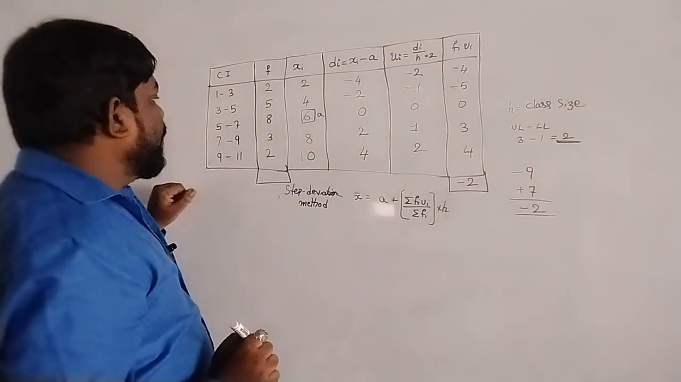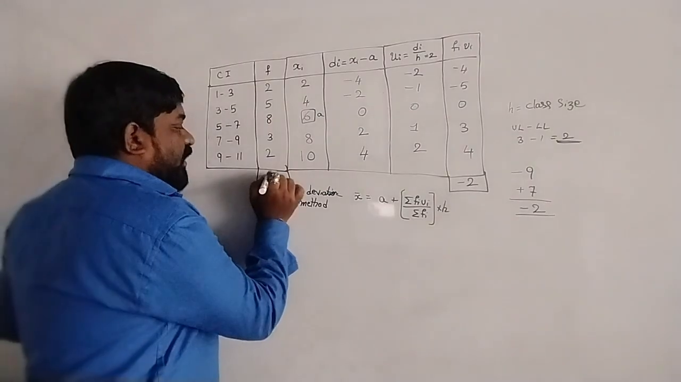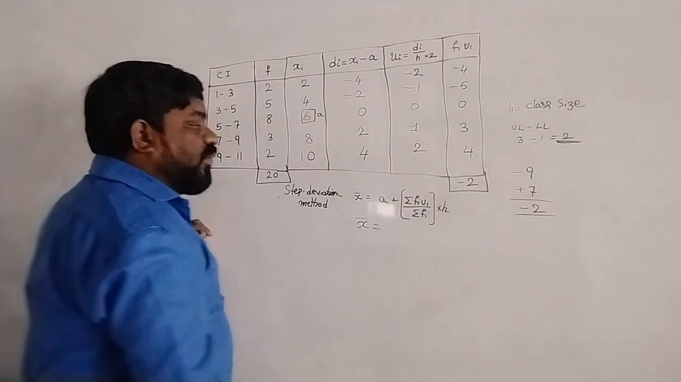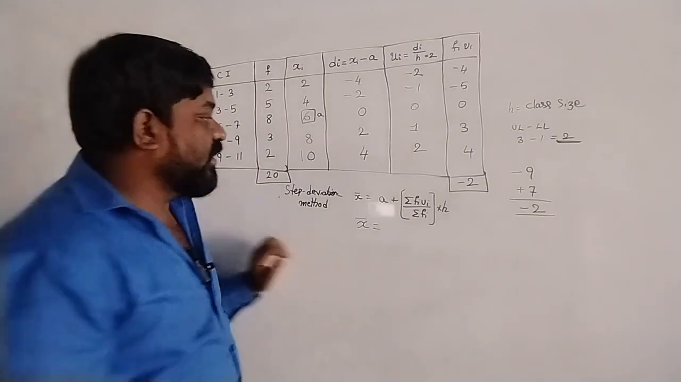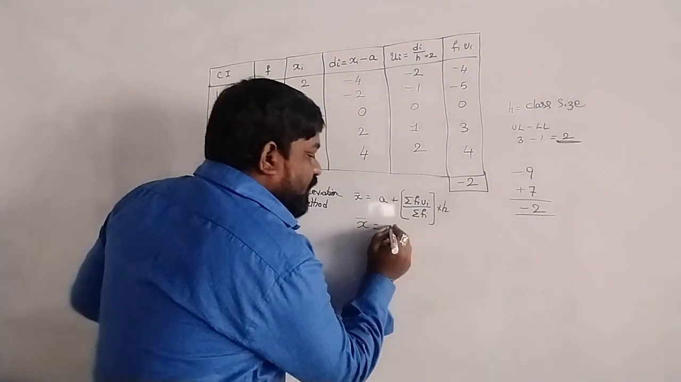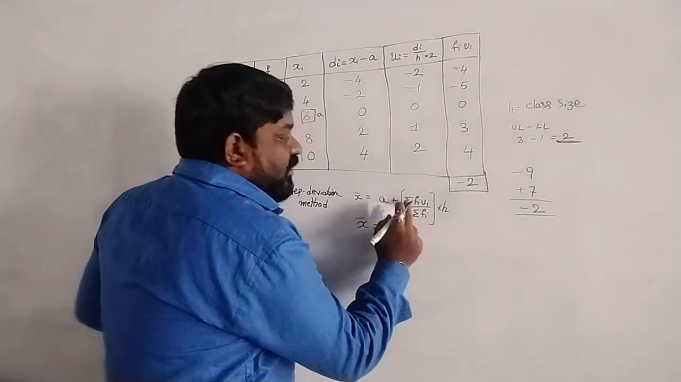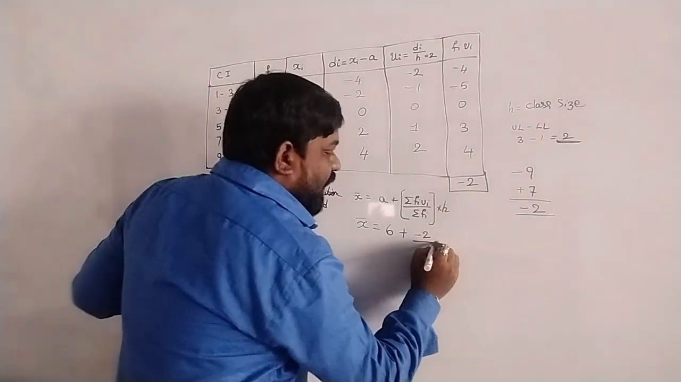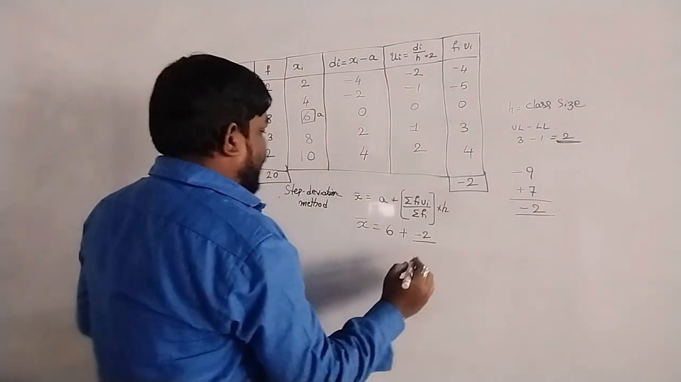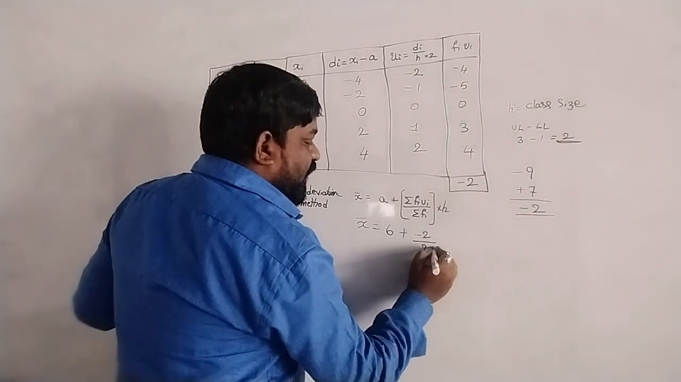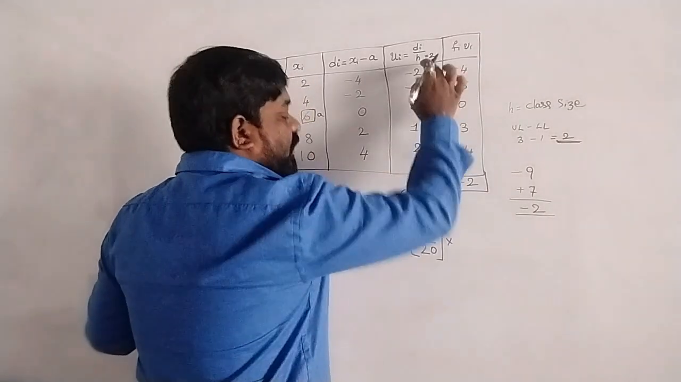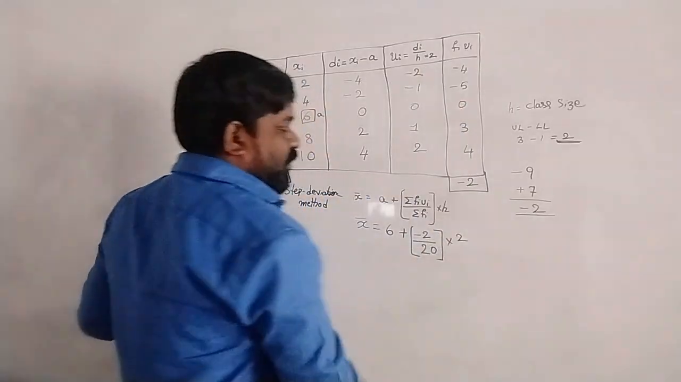fi column will be 20. So now start substituting in the formula. X dash equals a value is 6 plus sum of fi ui is minus 2 divided by sum of fi is 20 into value of h is 2.